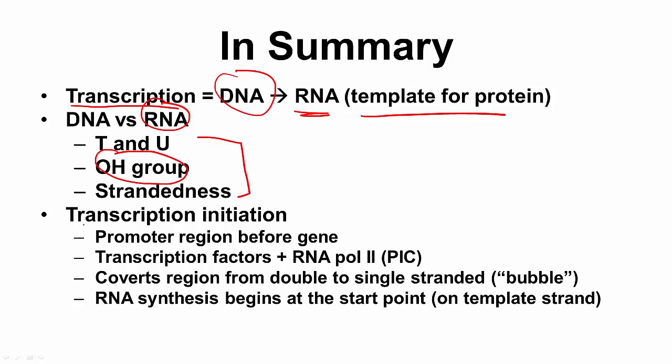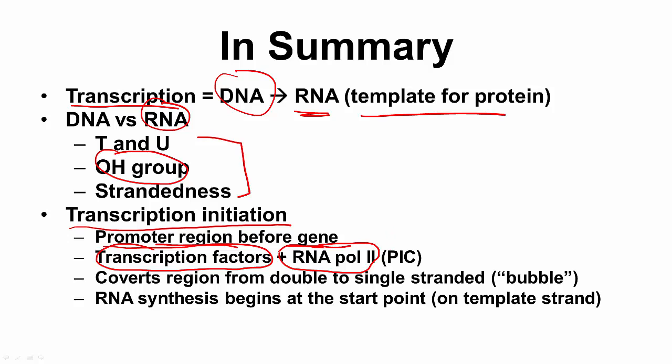We also talked about transcription initiation today, the very beginning of transcription. We learned that chromatin remodeling exposes a very special region of DNA, namely the promoter region, and right after that will be the gene sequence. Exposure of these areas allows transcription factors to bind to the promoter region, and then that leads to the binding of RNA polymerase 2.